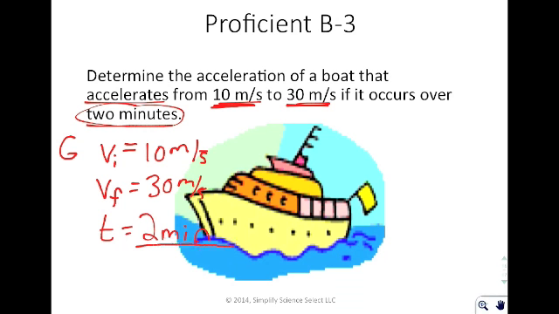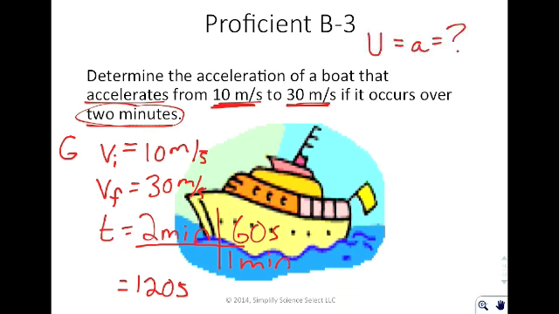And what I can do is I draw my line. In 1 minute, there are 60 seconds. So instead of expressing the time as 2 minutes, I would be better served by writing it as 120 seconds. Now that I have my given, I know my unknown. My unknown is acceleration is equal to question mark. Now I can use my equation. My equation is a equals vf minus vi over delta t, or t.